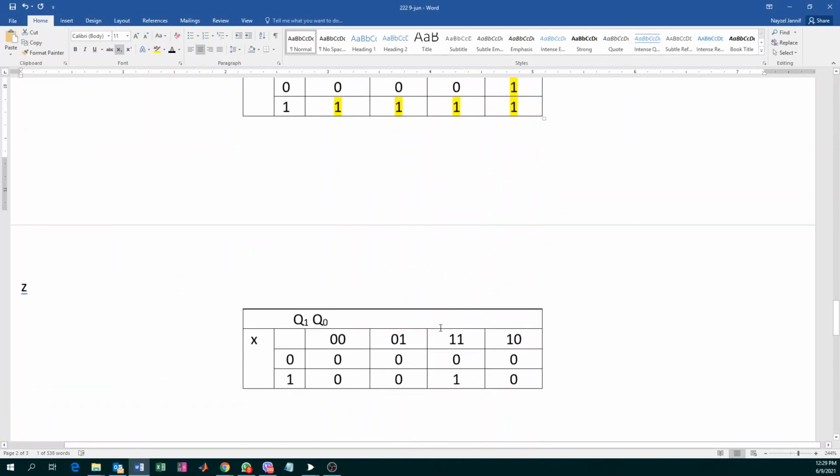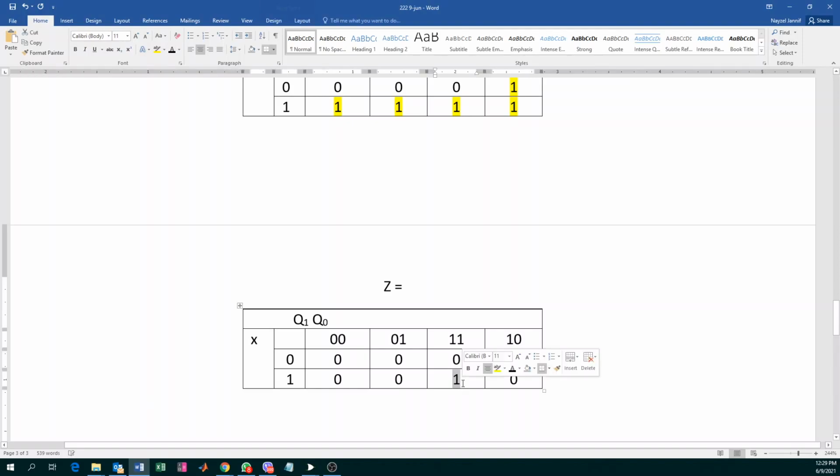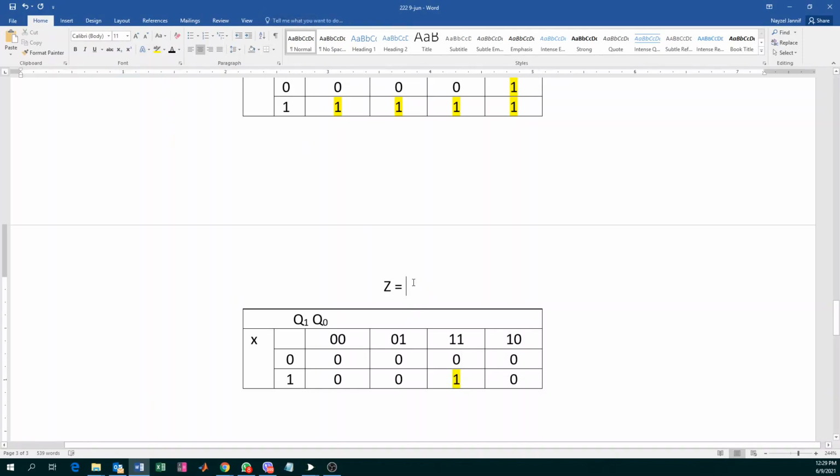Okay, let's have a look at this one, guys. Z is equal to, what do we get? Oh, only 1. I don't know why. Last time I did the lesson, I was able to put the loop around this thing, but I wasn't able to do it this time. Okay. This is 111. So that's X and Q1 and Q0.